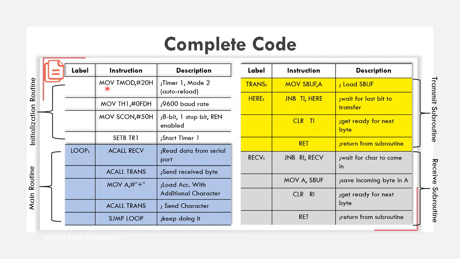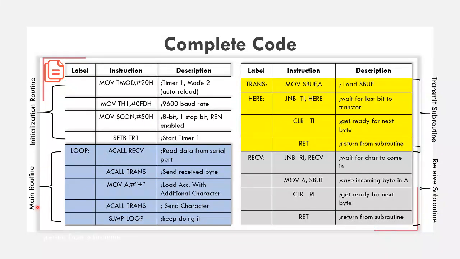First we load the TMOD register with 20h value, to set timer 1 in mode 2, that is the auto-reload mode. To set the 9600 baud rate, we load TH1 with 0FDh value, and to set the serial communication mode, we load #50h in the SCON register, and to start this process we start the timer here.